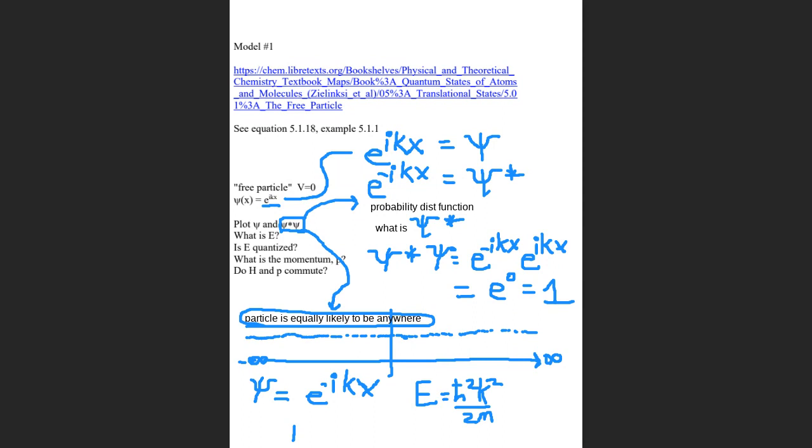But you'll find out the momentum is negative h bar times k. This function has negative momentum, essentially. Whereas if psi is e to the ikx, it has positive momentum. In other words, the particle in this wave function is going to the left.